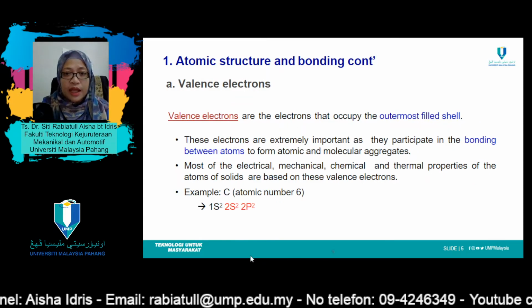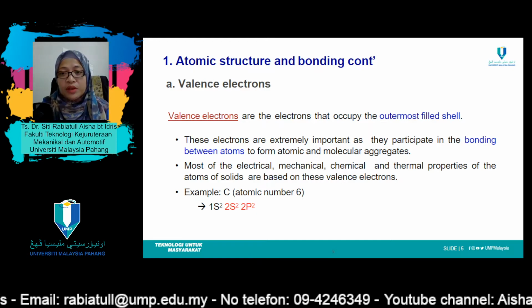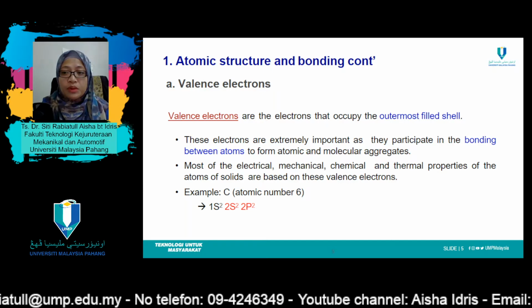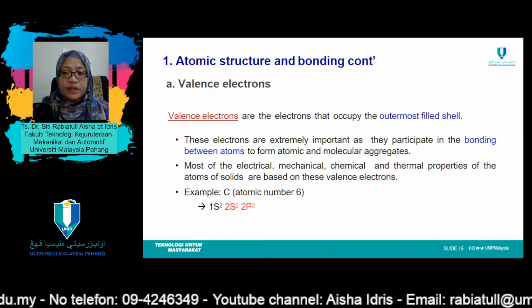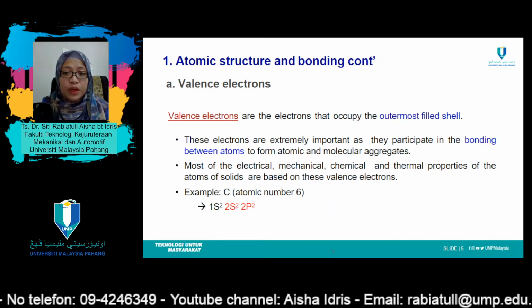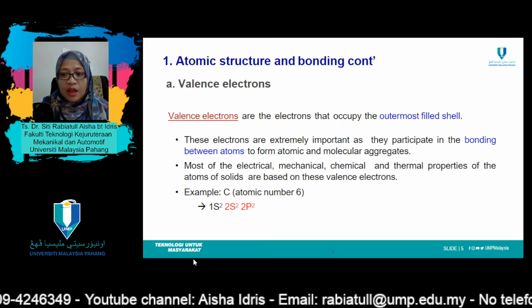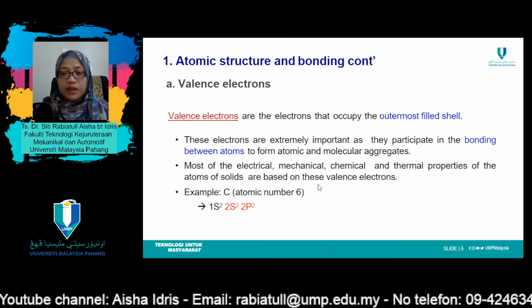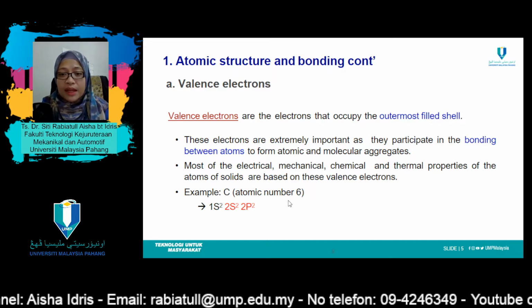And in atoms, there's valence electron, which are the electrons that occupy the outermost shell. These electrons are extremely important as they participate in the bonding between atoms to atomic and molecular aggregates. And most of the electrical, mechanical, chemical, and thermal properties of the atoms of solids are based on this valence electron.